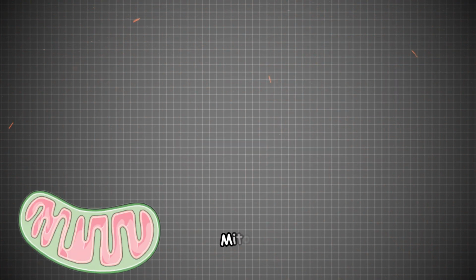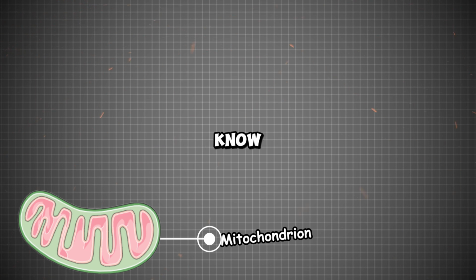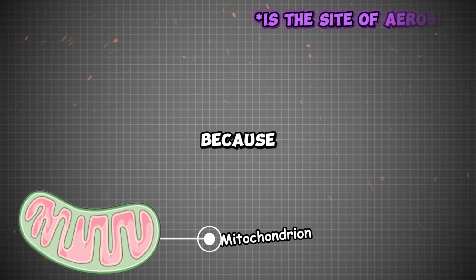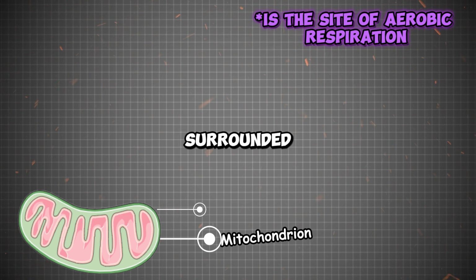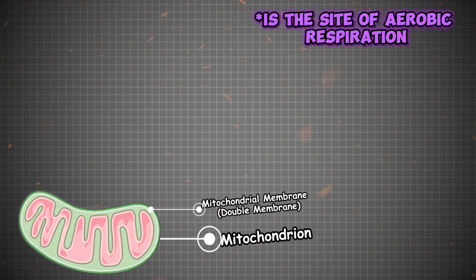Mitochondria. The mitochondria, as you already know, is the powerhouse of the cell. The reason why it's called that is because it's the major site of aerobic respiration, and aerobic respiration produces about 95% of energy in humans. It is surrounded by a double membrane. Its inner membrane forms folds which are called cristae.